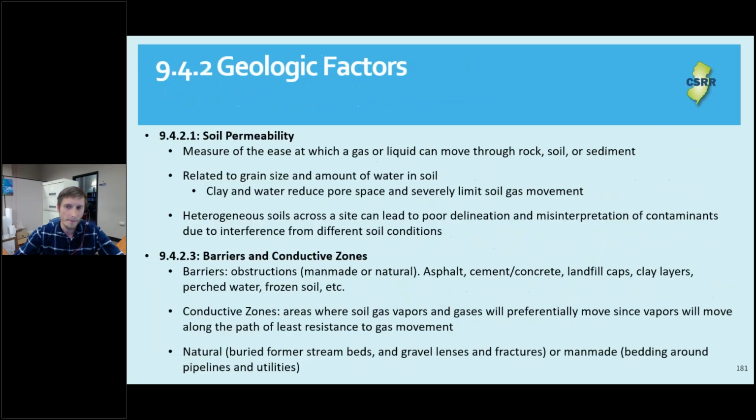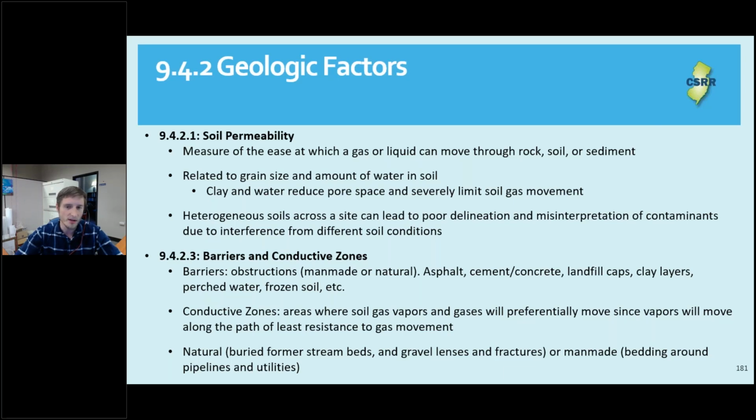Next slide, please. There are also geological factors you need to be aware of. One major one is soil permeability. That is the measure of the ease at which the gas moves through the sediment. It is related to the grain size and the amount of water in the soil. Clays, fine silts, and water reduce the pore space and severely limit soil gas movement. When conducting a soil gas survey, ideally we want homogeneous soils across the site. Heterogeneous soils across the site lead to poor delineation and misinterpretation of the contaminants due to the interferences from the different soil conditions.